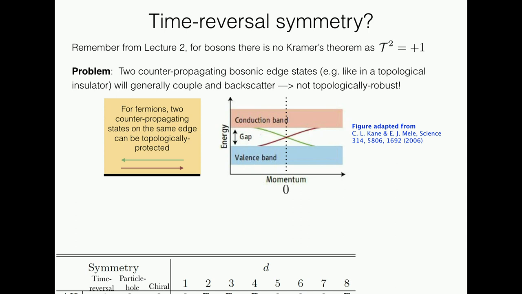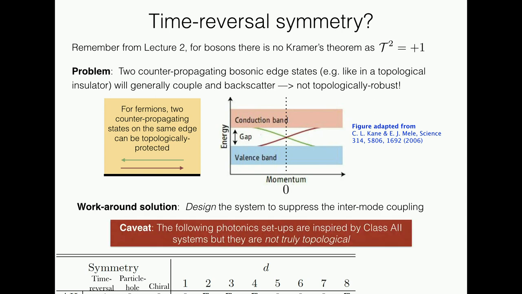The reason that we had these protection of these edge states was because we had Kramers' theorem, which said that these edge states have to be doubly degenerate. And at this point, this is a robust crossing of these edge states that can't be lifted because of Kramers' theorem. But I also told you that for bosons, T squared is not minus one, it's plus one. And that means we don't have Kramers' theorem. And so we don't have topological protection. If we make this system with photonics, it is not robust anymore.